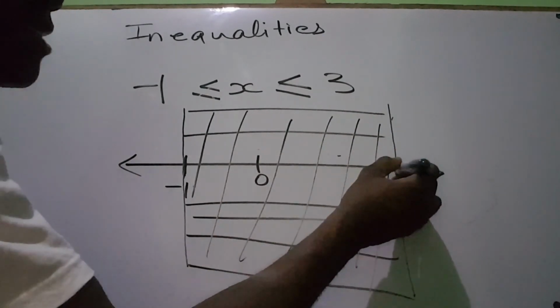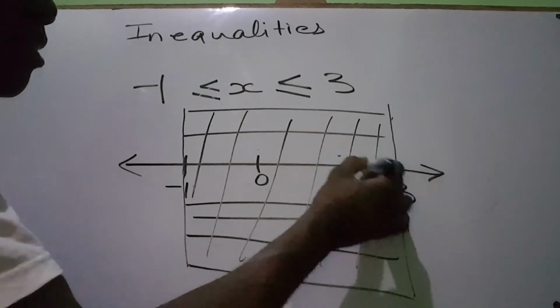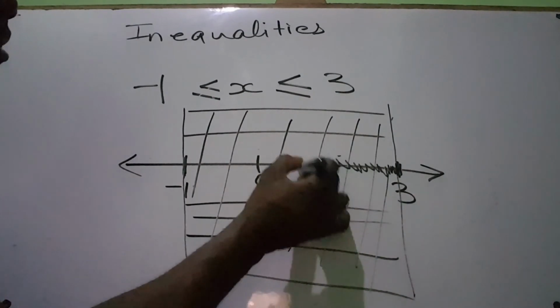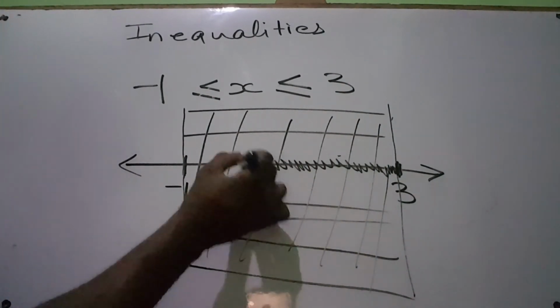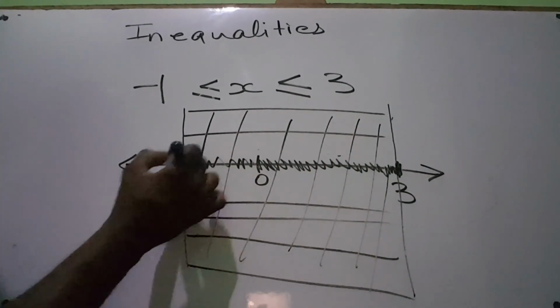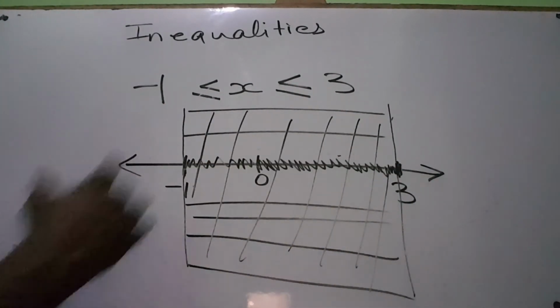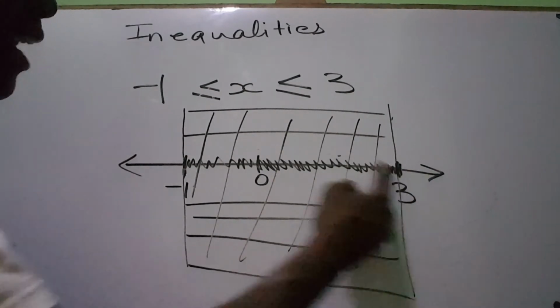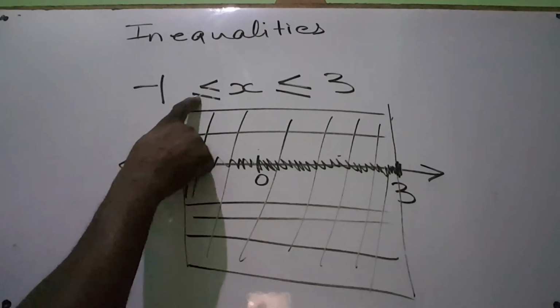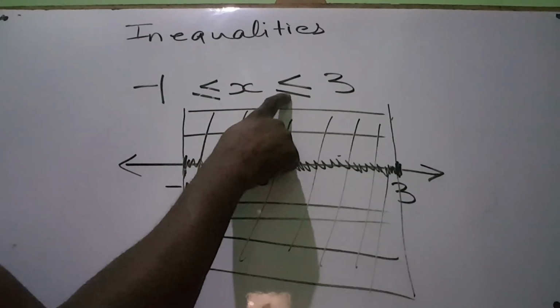Because it's less than, it's going to be on the number line. You're dealing with all of these values from +3 all the way to -1, including -1, between those areas. And the reason why I include 3 and -1 is because we have equal on the inequalities.